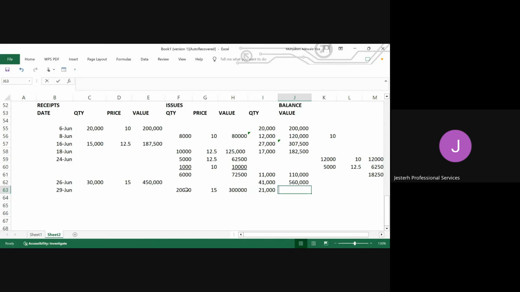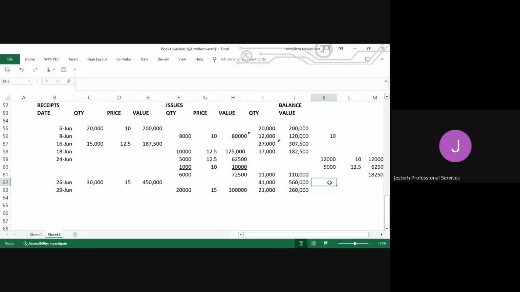Now, what is the value of what we have in the store now? The total value minus the value of what you just issued out. Bam. You get what you have in the store. And if you want to confirm, how do we get it? The same approach that we did up here is what I'm going to apply here so that we can understand how it goes.